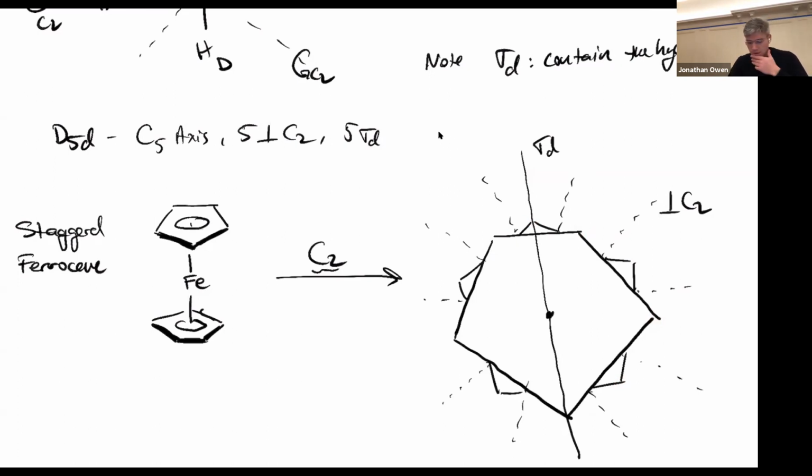All right, so notice how the C2s bisect the sigma Ds, okay? So I haven't drawn in all of the sigma Ds. I could go nuts drawing lines on the page here, but take a look at this one, this sigma D. He's got a C2 over here and a C2 over here. Another sigma D would be here and here. The C2s bisect the sigma Ds.